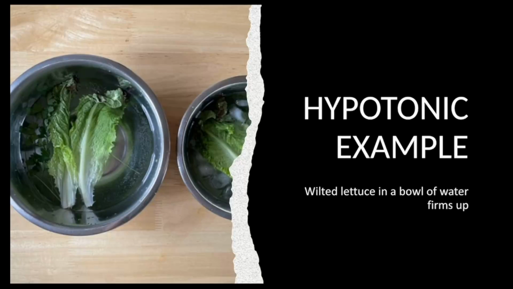So a good example of hypotonic solution would be if you took wilted lettuce and you could put it in a bowl of water, and it would actually firm up because there's less water in the lettuce.